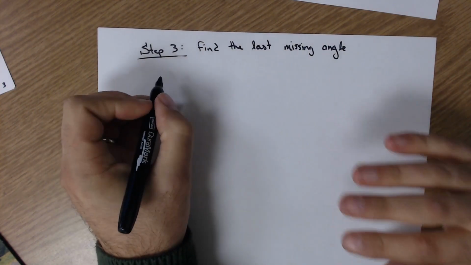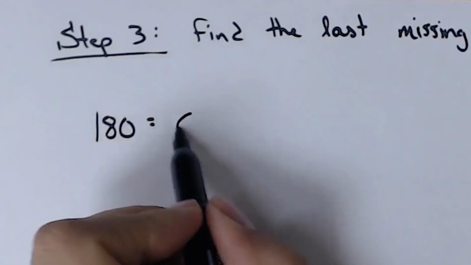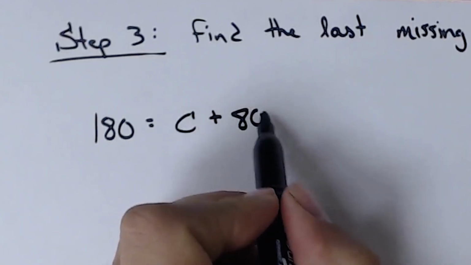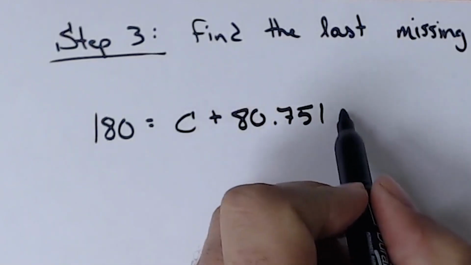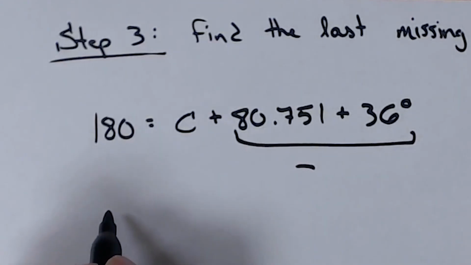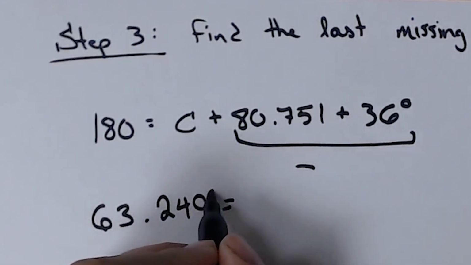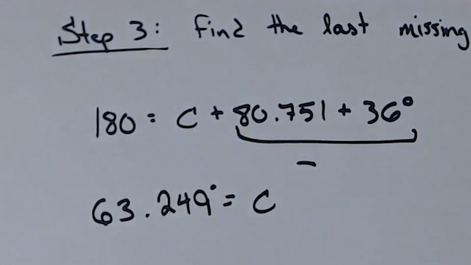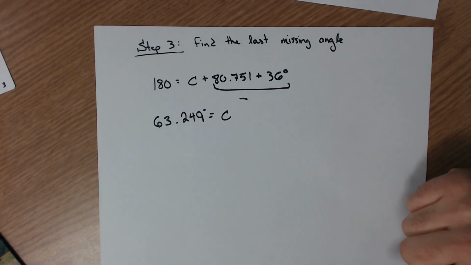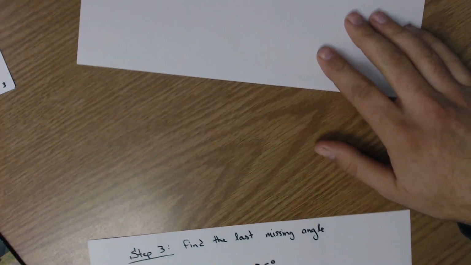To do that one, I'm going to do the easiest method possible. I know that all my angles are going to add up to be 180. I don't know angle C, but I know that one of my angles is 80.751, and the other one is 36. I subtract all of that over, and I end up with 63.249 degrees equals angle C. Then I would go in and make sure I labeled everything on my triangle, and we would be all good to go. That is using law of cosines, then sine, to solve my triangle.